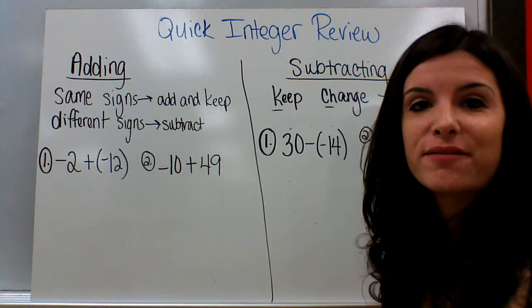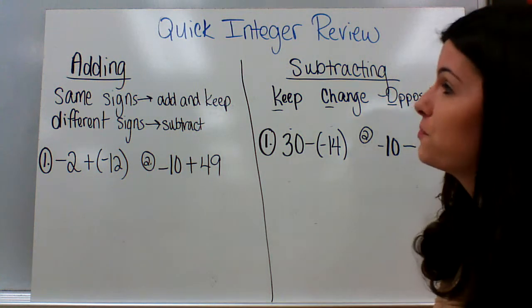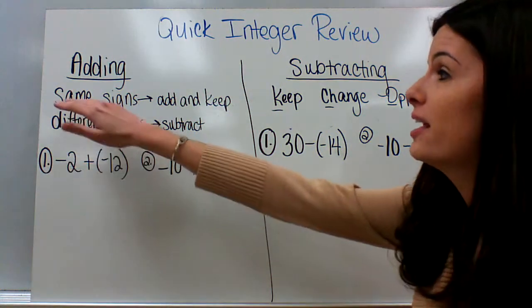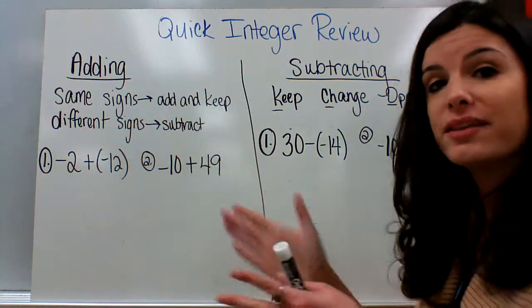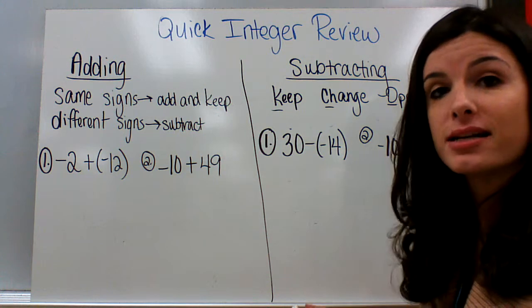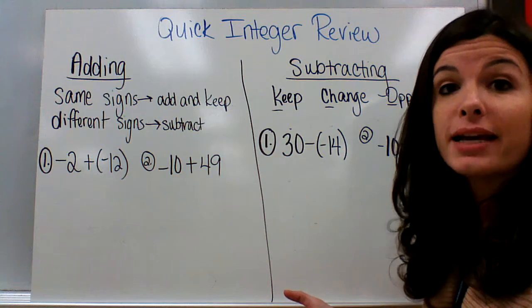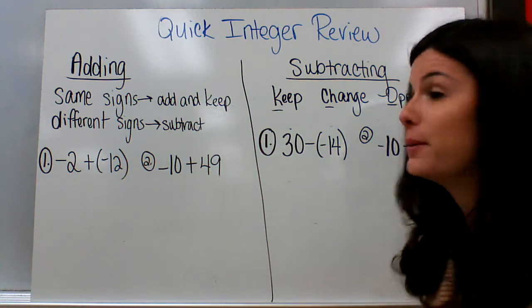Hello students, we're going to have a quick review on operations with integers. We're going to start with adding. When you're adding integers, if they have the same sign, you add the two integers together and you keep that sign. So if they're both positive, you add them together and keep it positive. If they're both negative, you add them together and keep it negative.